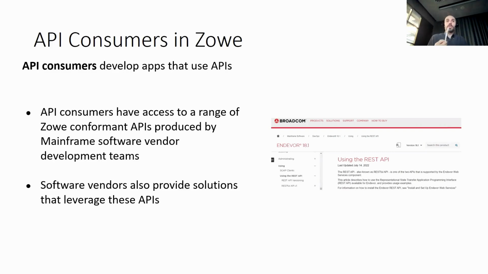Also, it's worth noting that we as vendors also use the APIs that we're producing, the Zowe conformant APIs, as part of our own solutions. So for example, on the Broadcom side, we have a number of products that actually use these APIs as part of their solution offering. Bridge for Git would be one example.